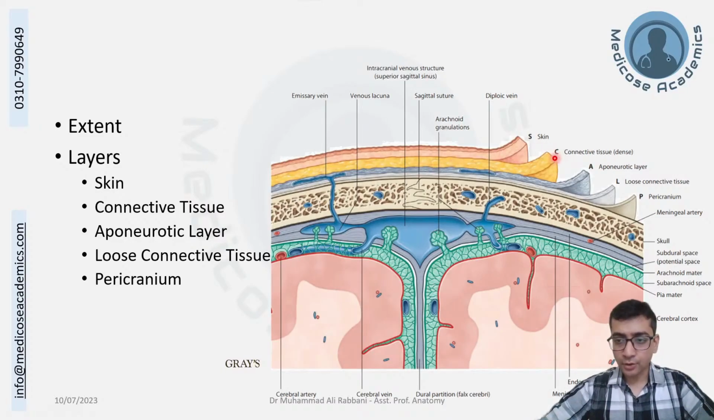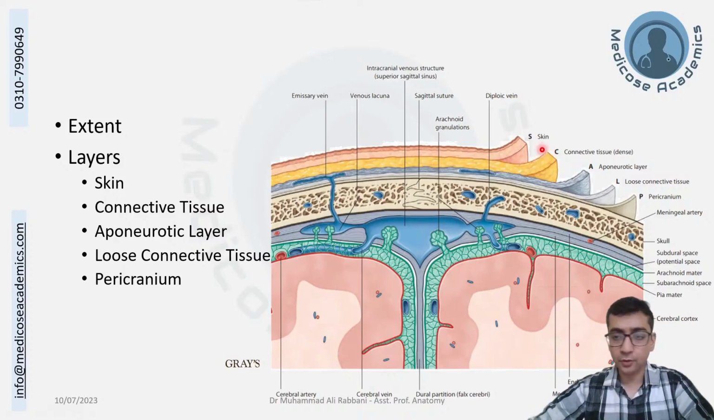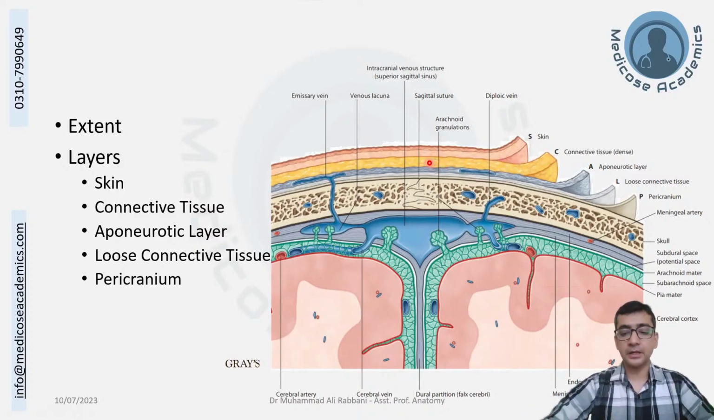Then cutaneous connective tissue, C for connective tissue. This is the dense connective tissue, and this is the part that contains most of the vessels. Most of the arteries, veins are present in this layer.